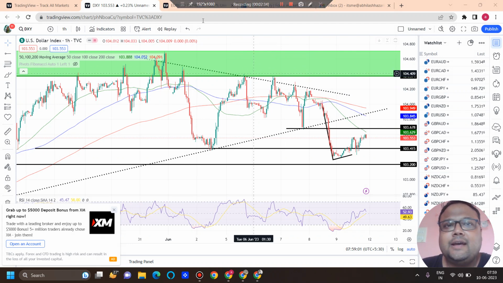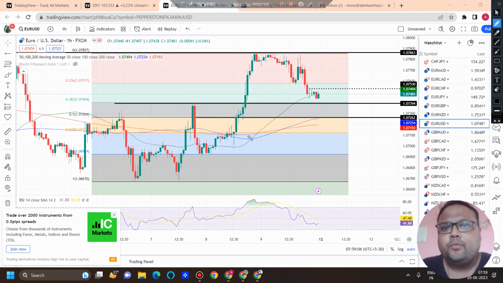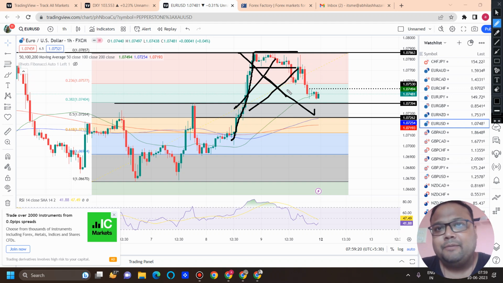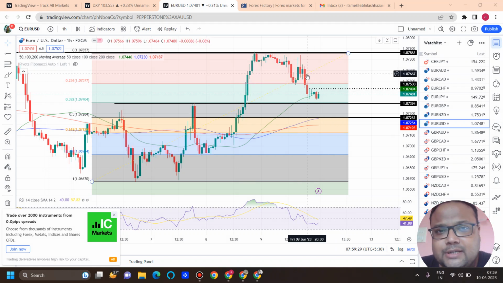Now let's head towards Euro USD. Yesterday on Friday, we discussed the possibility of a breakout because we had a clear bullish flag. I also mentioned that if the market breaks the flag towards the downside, then the pattern will be invalid. Sadly, the pattern became invalid when the sellers started pushing the market down, and Euro USD ultimately closed at 1.0748.